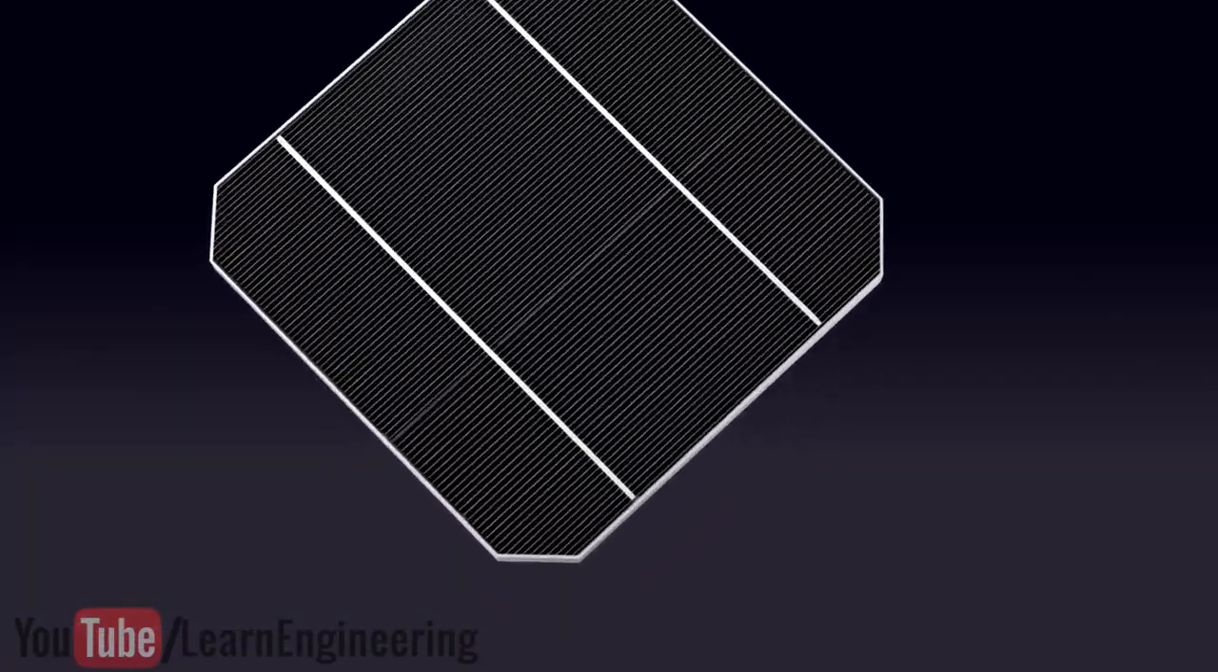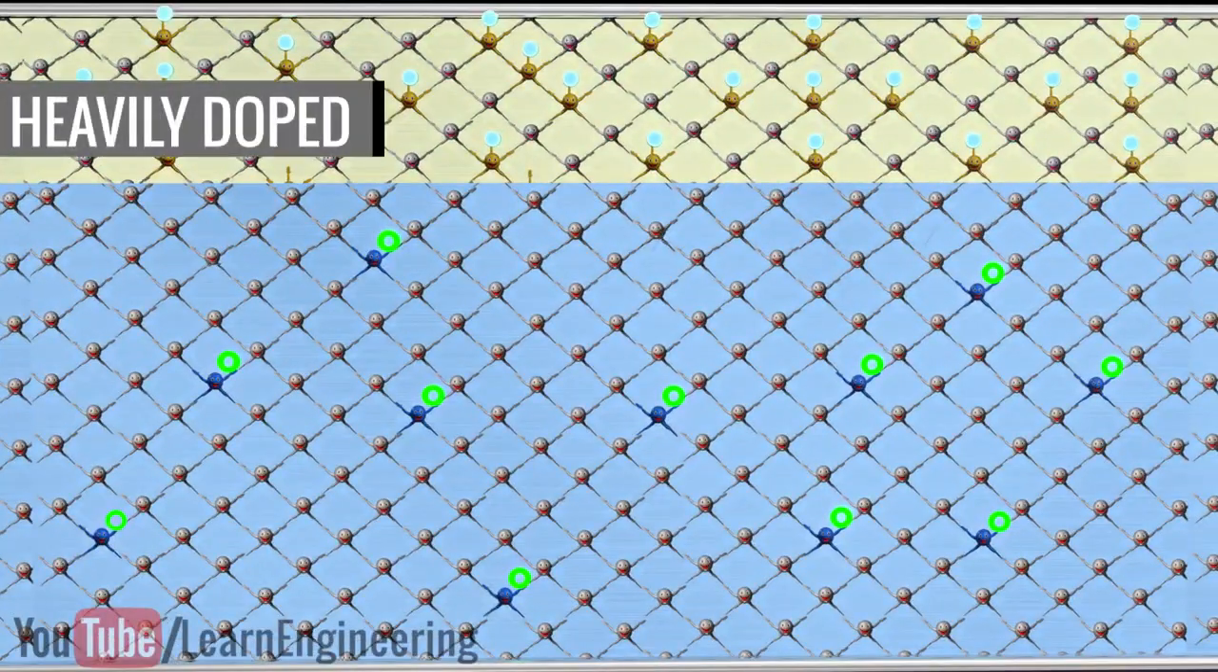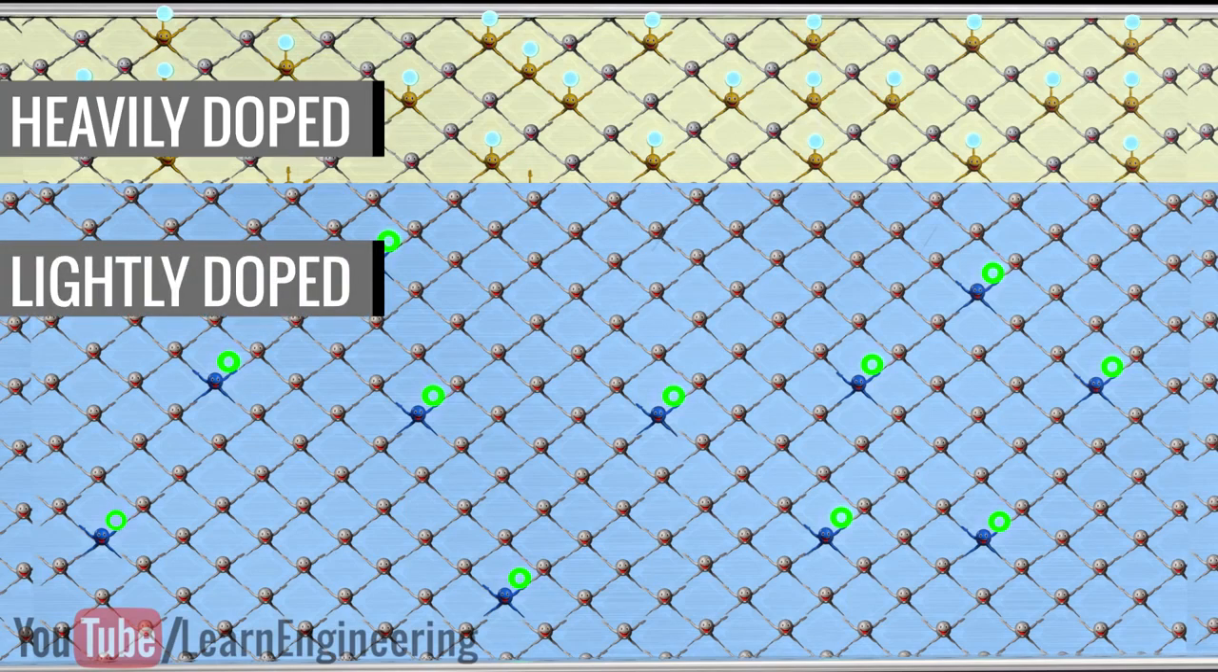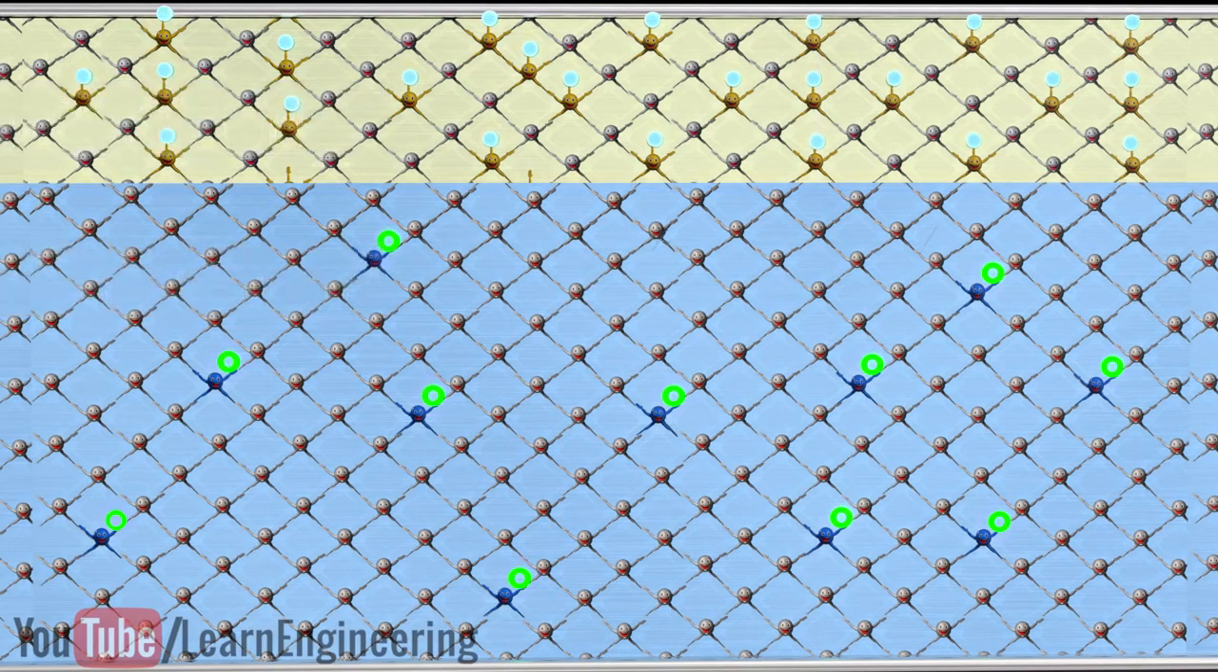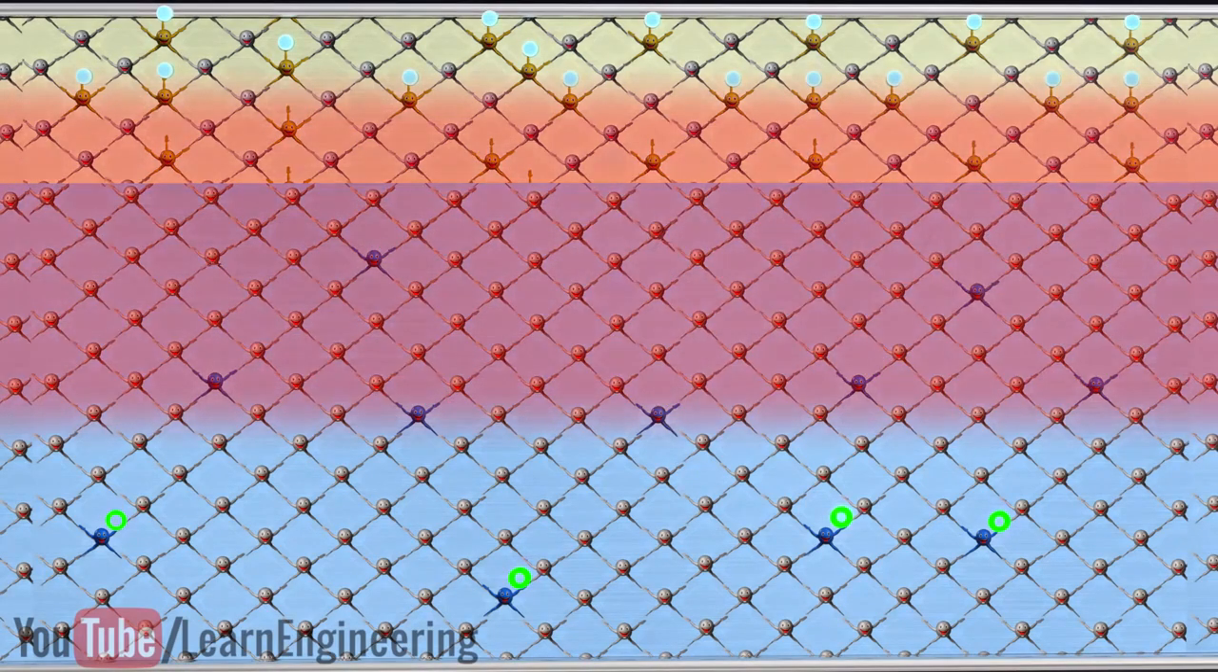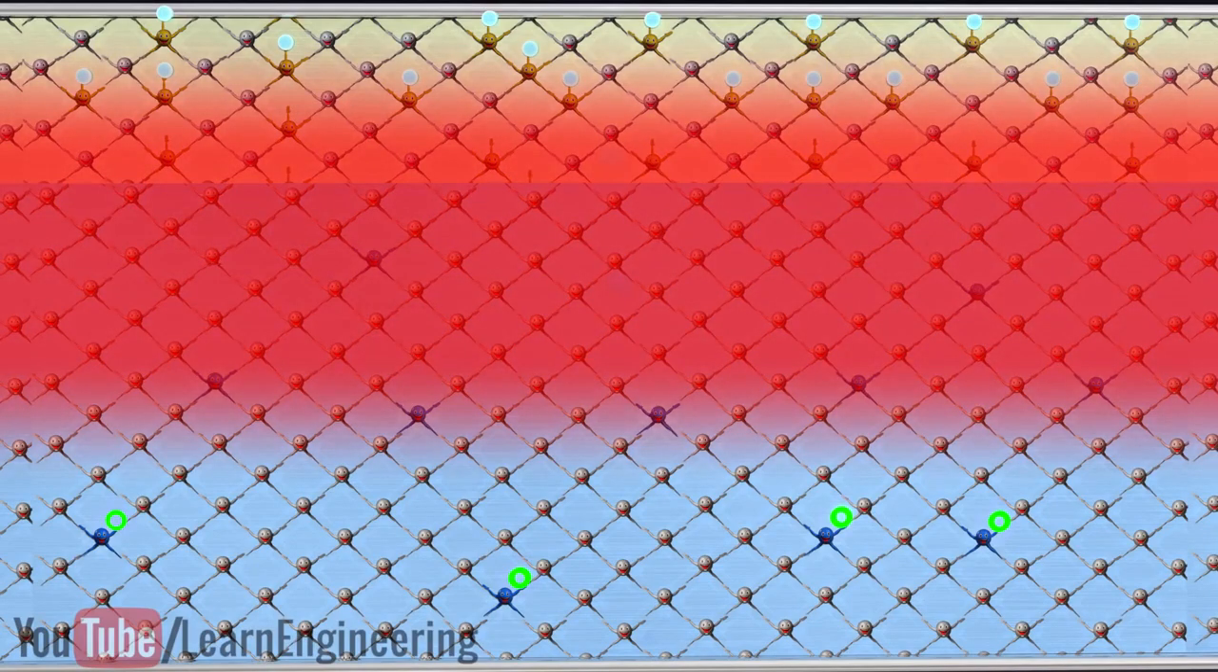In a practical solar cell, you can see that the top n layer is very thin and heavily doped, whereas the p layer is thick and lightly doped. This is to increase the performance of the cell. Just observe the depletion region formation here. You should note that the thickness of the depletion region is much higher here compared to the previous case.